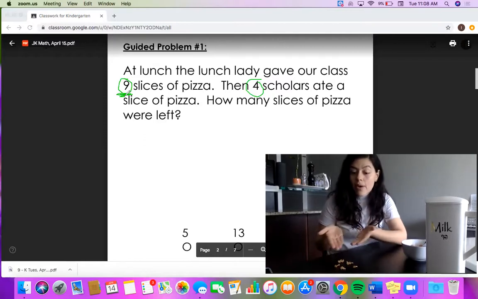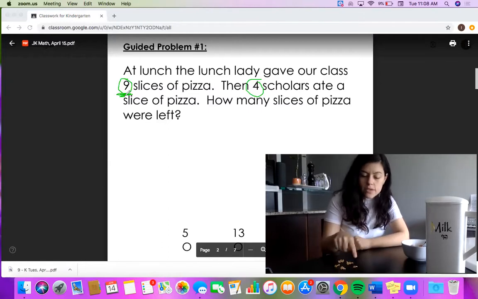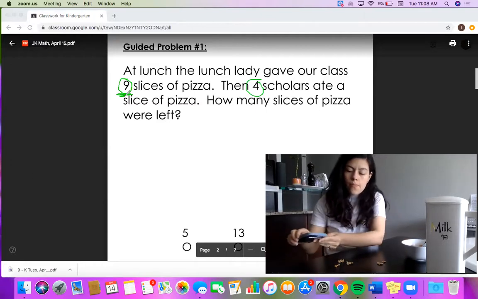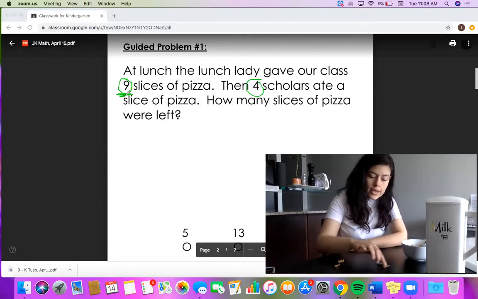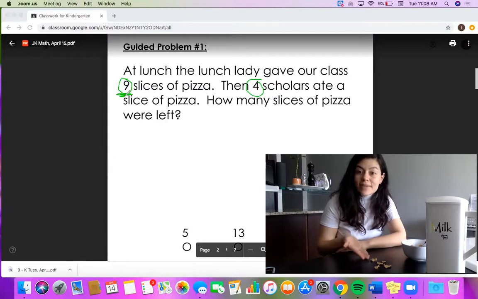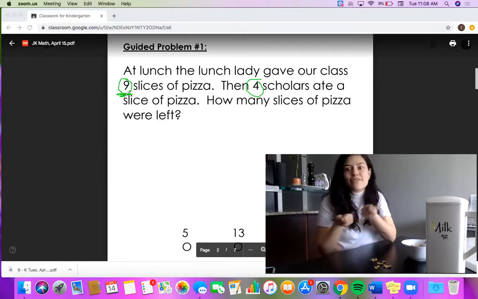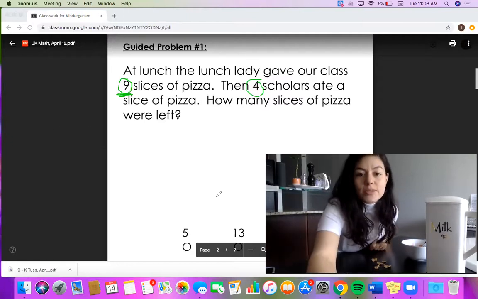Now we can figure out how many slices of pizza were left. Let's count what's left. 1, 2, 3, 4, 5. There are 5 pieces of pizza left, and I was able to figure this out by counting the objects in front of me. So in this problem, you would circle 5 as your answer.